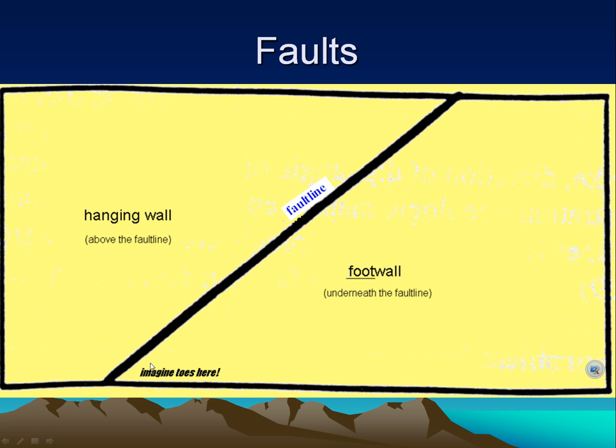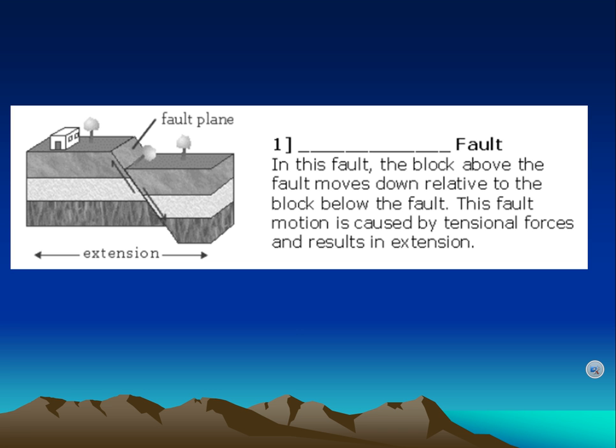Once you figure out which one's the footwall and the hanging wall, you can define what type of fault you have. Here in this image, we've got a fault line right here. The footwall, in this case, is the one with the toes. It's the one underneath the fault line. Here's the footwall, and I'm drawing an F there. The other is the hanging wall. It is above the fault line.